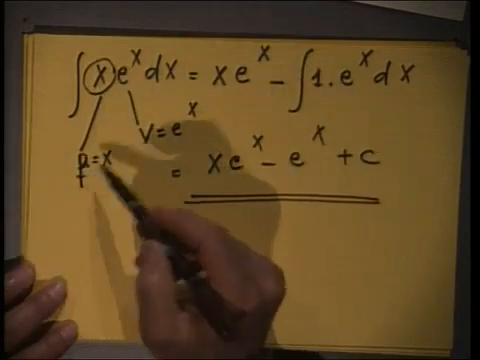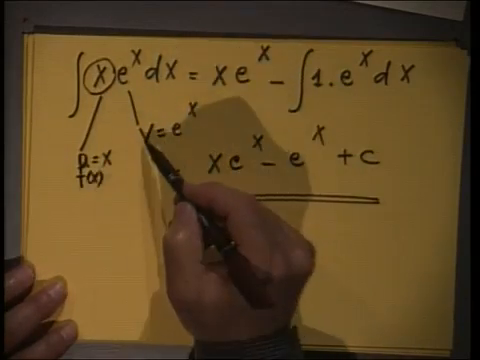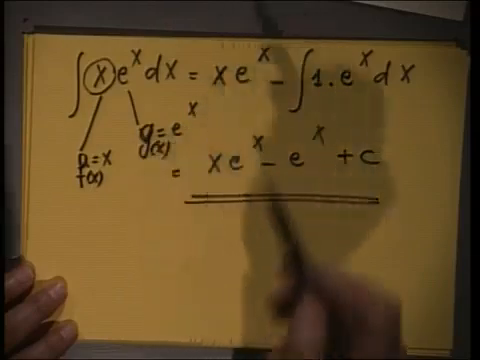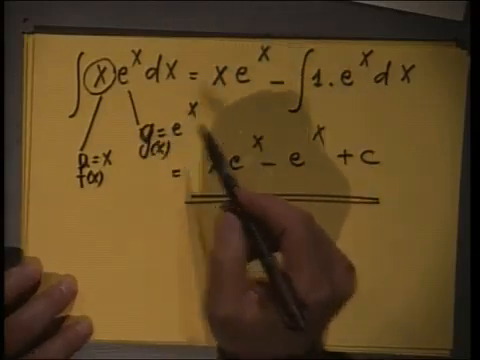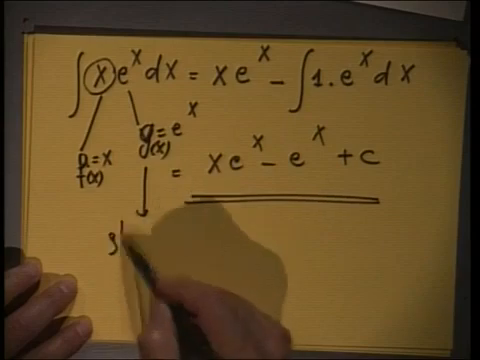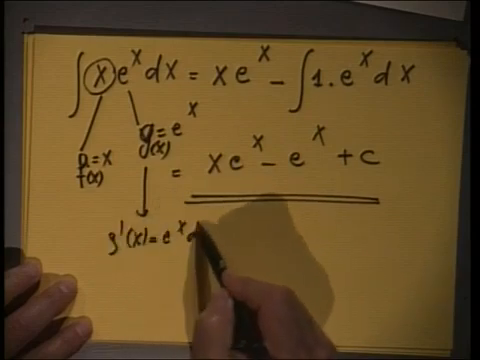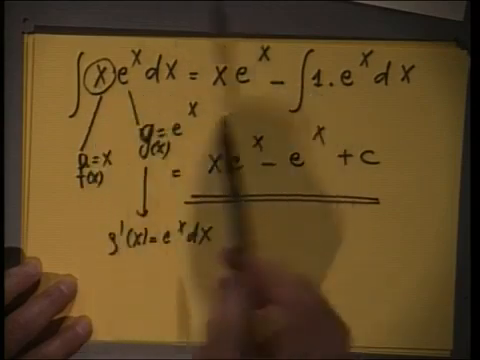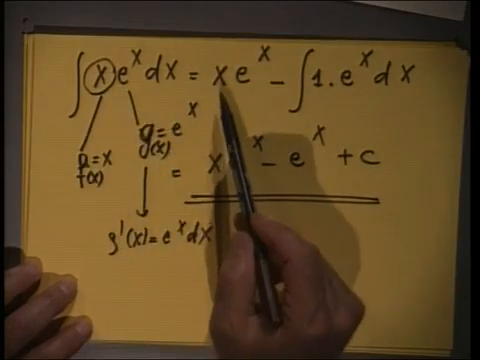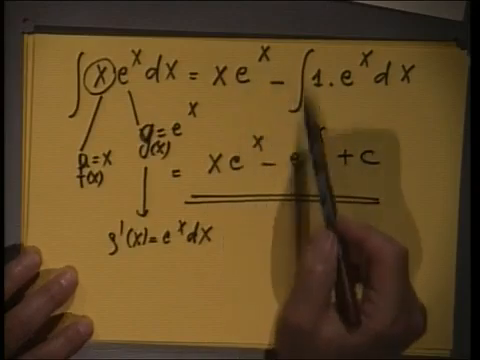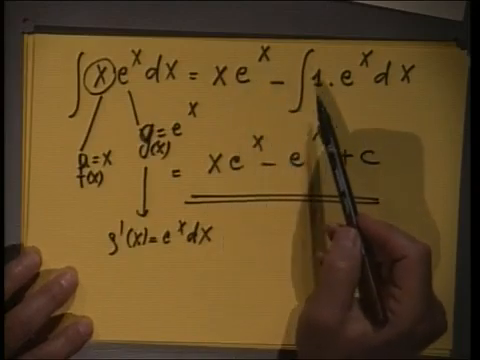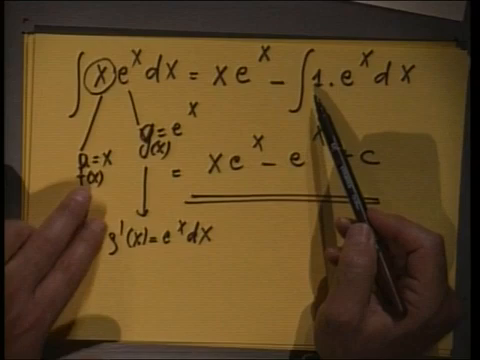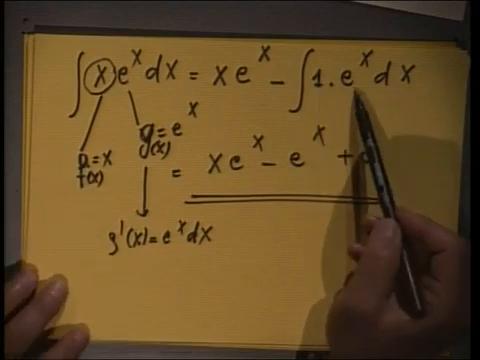This is f of x again, and g of x is equal to e to the power x, and g prime of x is equal to what? g prime of x is equal to e to the power x dx. So in fact, this is equal to the integral of f prime g dx, which in our formula is equal to f of x times g of x minus the integral of f prime of x, which is 1 here. When you derive this, the derivative of this is equal to 1 times g of x.